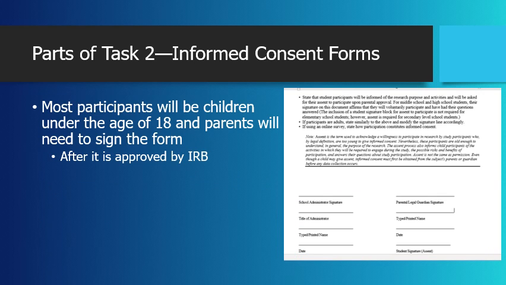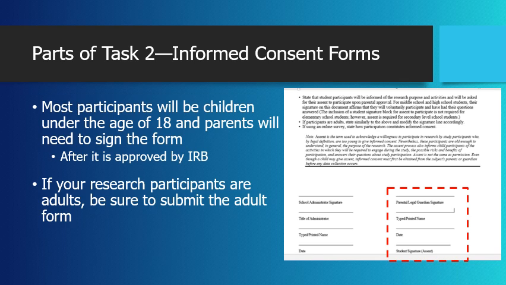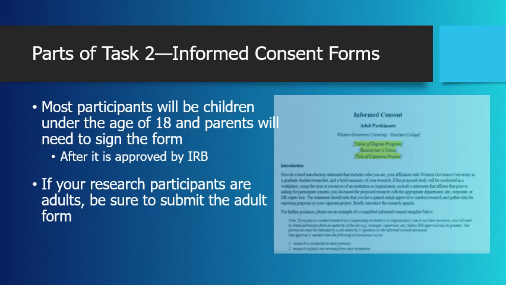Most projects have participants that are school-age children, they're under 18. The parents need to sign this form and return it to you. The parents will sign after it is approved by the Institutional Review Board. If your research participants are adults, and that happens on occasion, be sure to use the adult form.